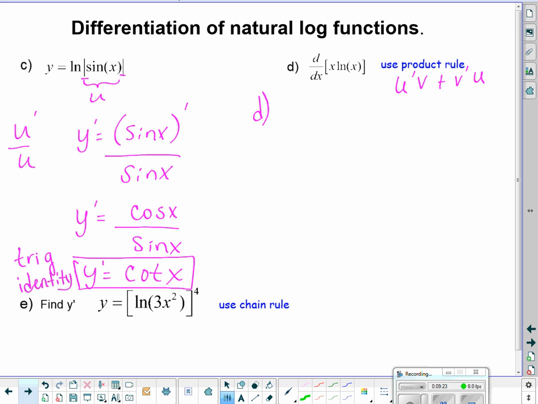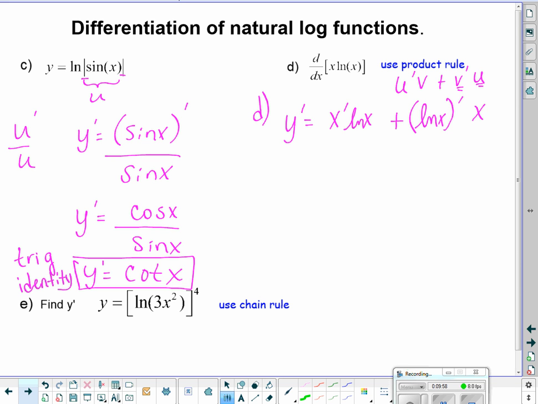I think to make things simpler, let's just get the structure set up and then we'll do the work. So the structure will be, I need to take the derivative of x, multiply it by natural log x. Add it with the derivative of the second, or v prime. How am I going to show this? Parentheses with a prime symbol showing I need to take its derivative, and then multiply it by u, which is x.